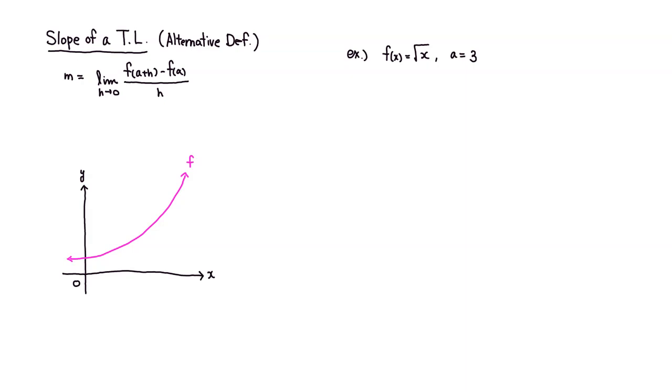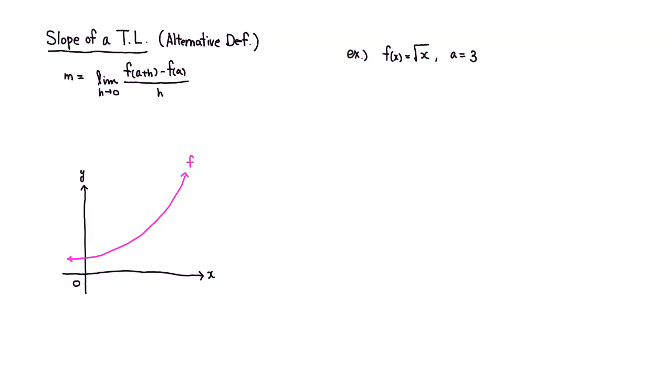All right, let's look at the slope of a tangent line, alternative definition. Remember that the slope of the tangent line to the graph of f of x at a is defined as m equals the limit of f of a plus h minus f of a over h as h approaches 0. There's an alternative definition. The process is exactly the same.